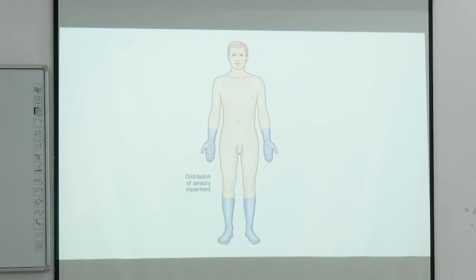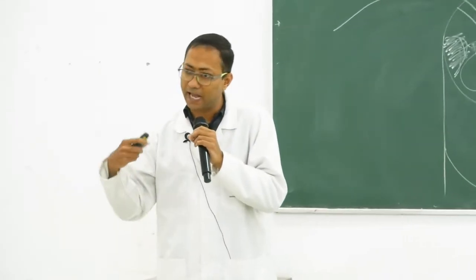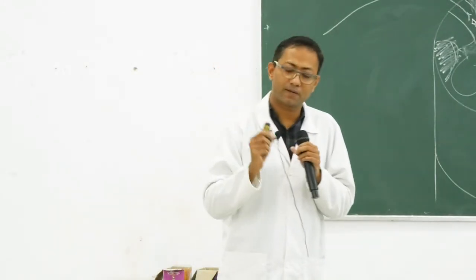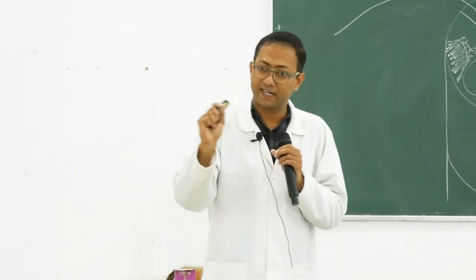Small fiber neuropathy. What are small fibers? A delta and C fibers. These fibers are commonly affected. They don't have a good amount of myelination, right? C fiber is completely non-myelinated and A delta is slightly myelinated. These are the most common fibers affected in axonal neuropathy, and typical examples are diabetic neuropathy and HIV neuropathy, right? So this is an example of small fiber neuropathy. In small fiber neuropathy, what happens? A delta and C fibers are affected.